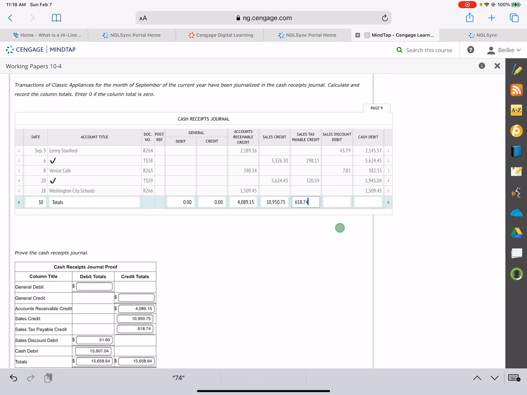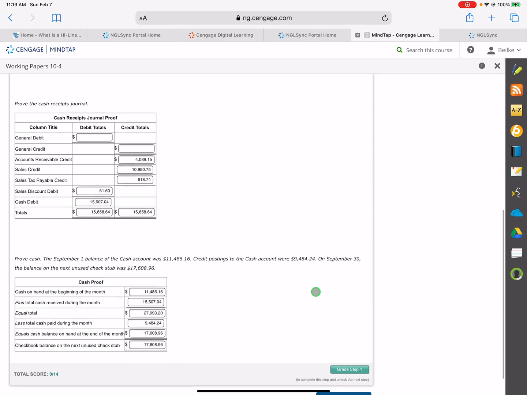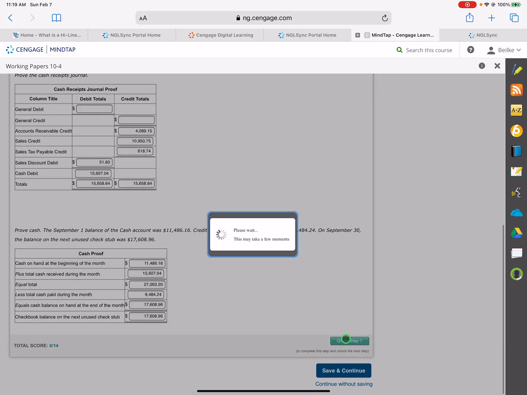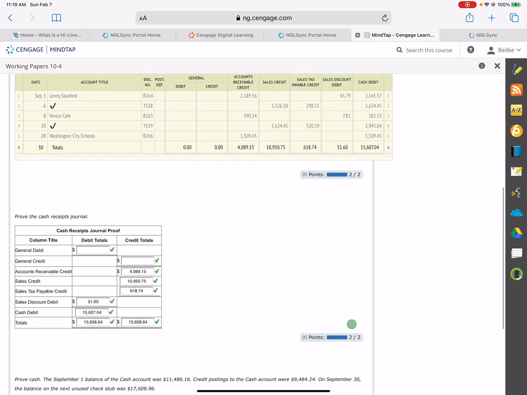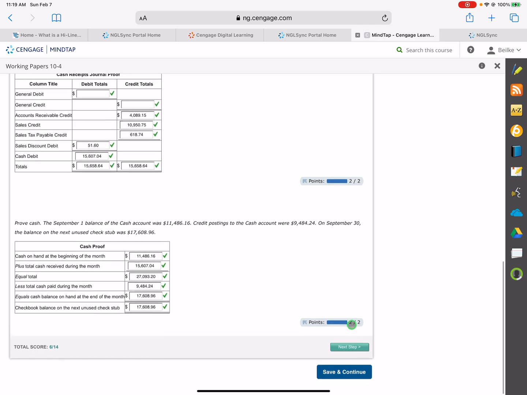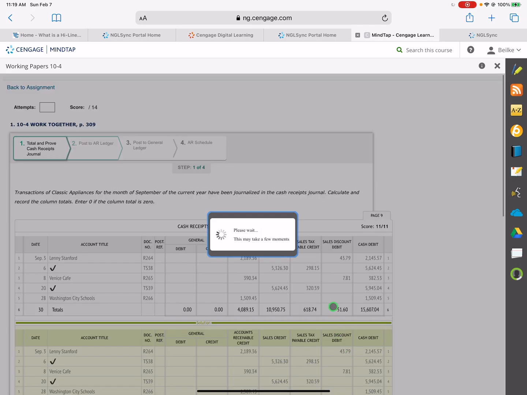Sales tax payable, $618.74. Our sales discount debit, $51.60. And then our cash debit is $15,607.04. As long as I plugged in the numbers correctly, everything should be correct, and it looks like it is. So then we can go on to our next step.